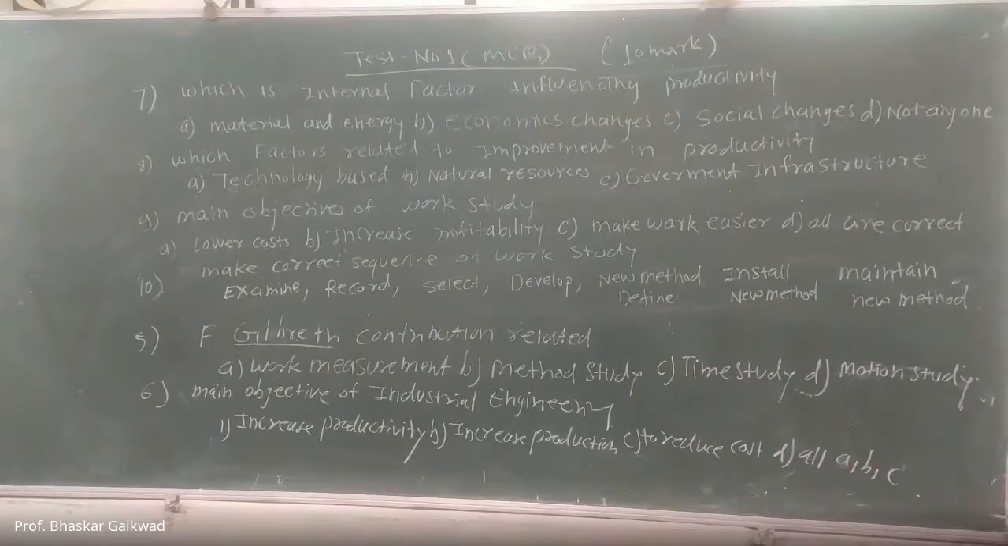Controllable factors: the product, plant and equipment, technology, materials and energy, human factors, work methods, management policy. These are the internal factors. External factors: economic changes, social changes, natural resources, government and infrastructure. These are the external factors which affect productivity.